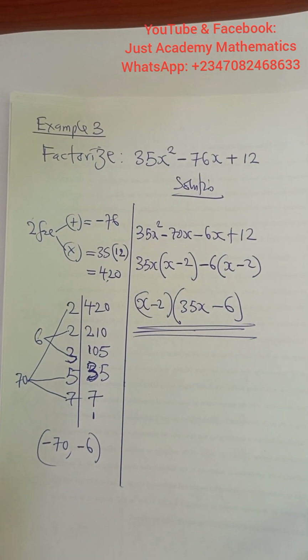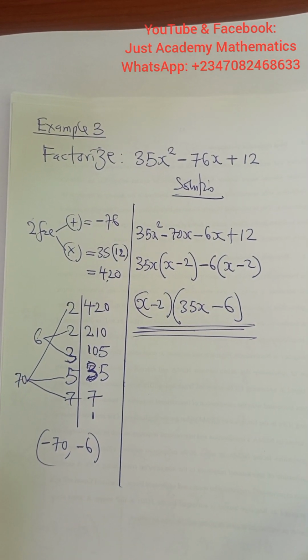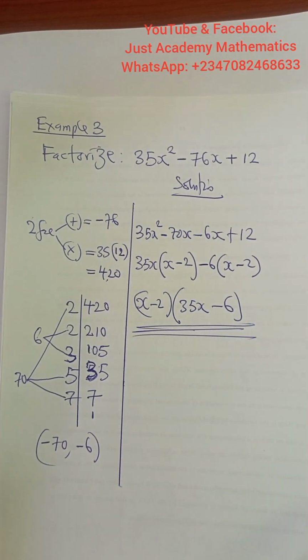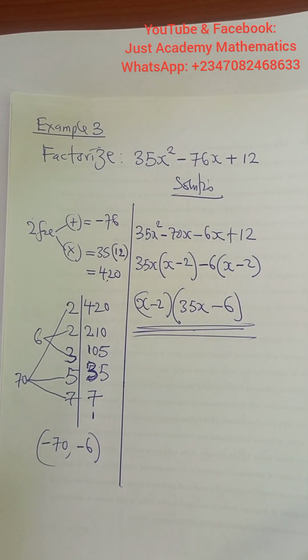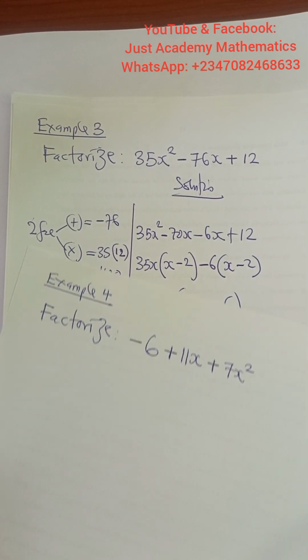It's factorized now. There is no equals to 0. Assuming there is equals to 0, we can solve it further. But since there is no equals to 0, we stop here. So that is how to factorize a quadratic expression. Let me show you one more. Look at example 6.